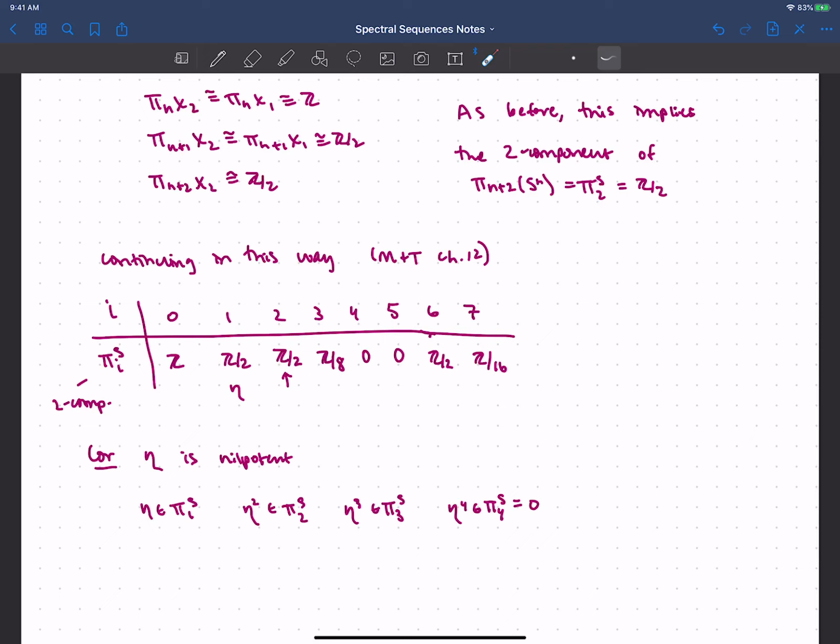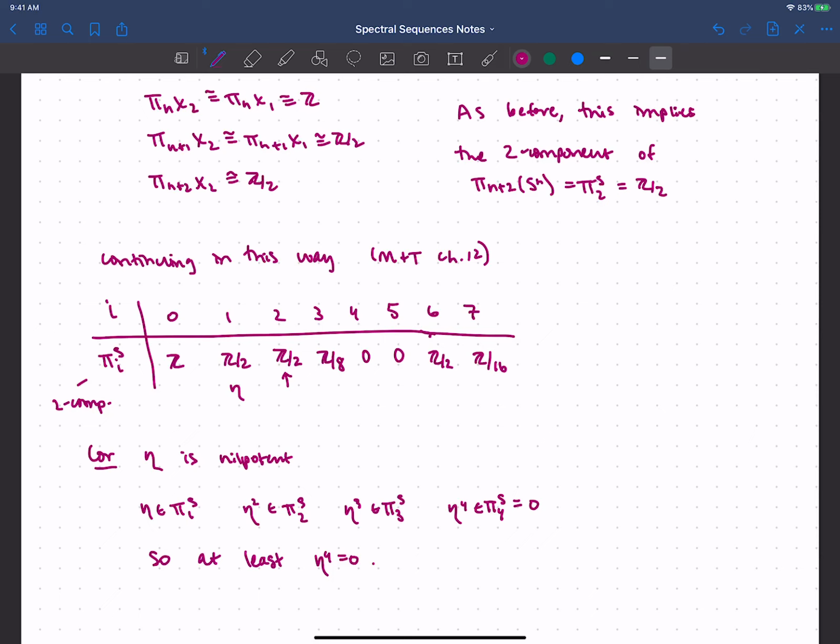So, eta was going to live in the 2 component. All the powers of eta are going to live in the 2 component. So, in fact, that does tell us that eta to the fourth is 0. Okay, so that doesn't actually tell us that eta cubed is not, but at least eta to the fourth is 0. And it turns out that eta cubed is not 0, but indeed eta is nilpotent.